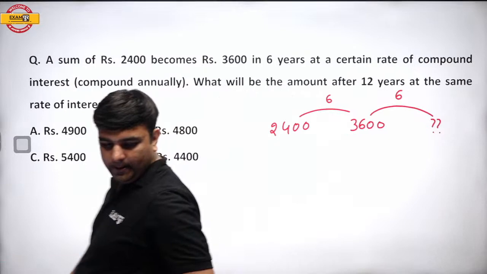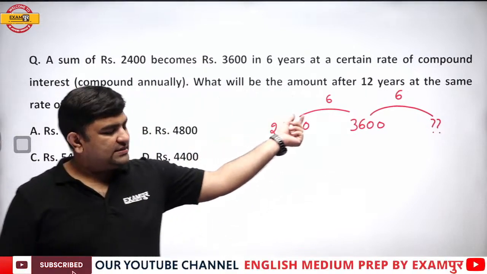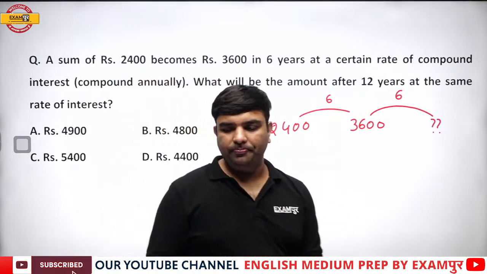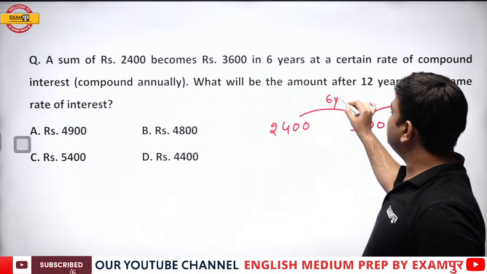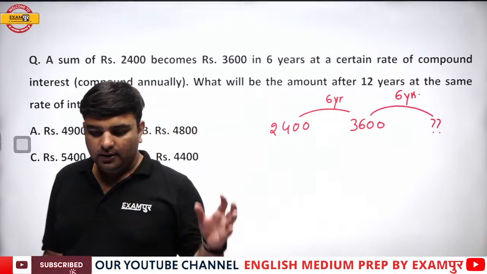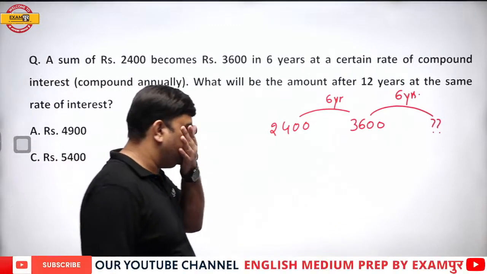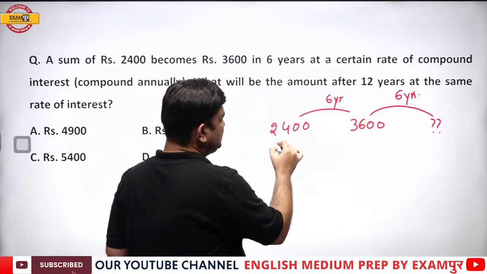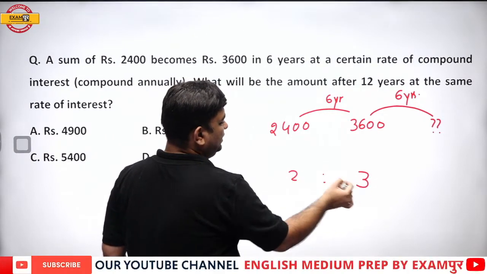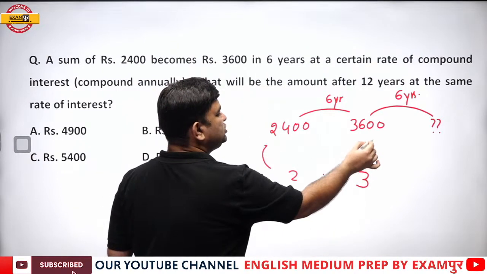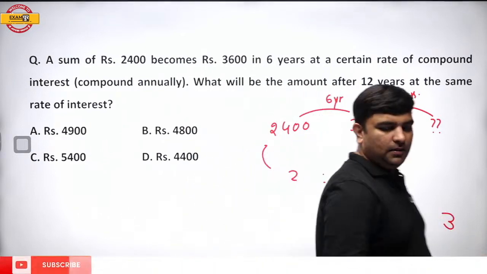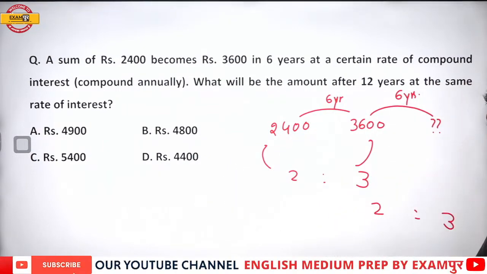If this time period is same, they increase in the same proportion. So as of now, they have changed in the ratio 2:3. So again, they will change in the ratio 2:3.